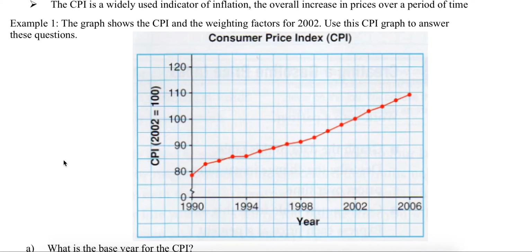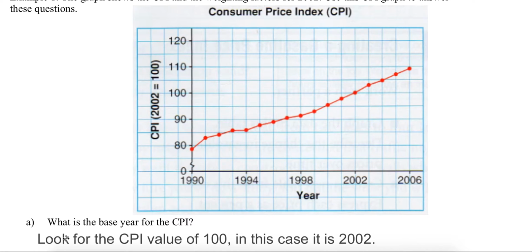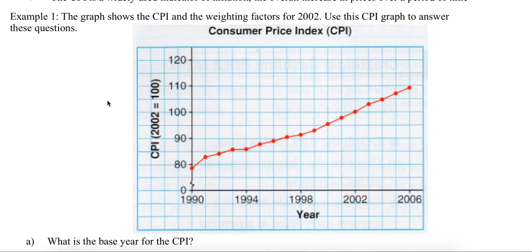Now, the graph here shows the CPI from 1990 up until around 2006. So we're going to use that to answer different questions. Right in the question it says the graph shows the CPI of the weighting factors for 2002. What that means, and it's actually the answer to our first question, what is the base year for the CPI? It's the starting value of our CPI. Because this is a graph from 2002, it's saying that in 2002 we're at 100%. Okay?